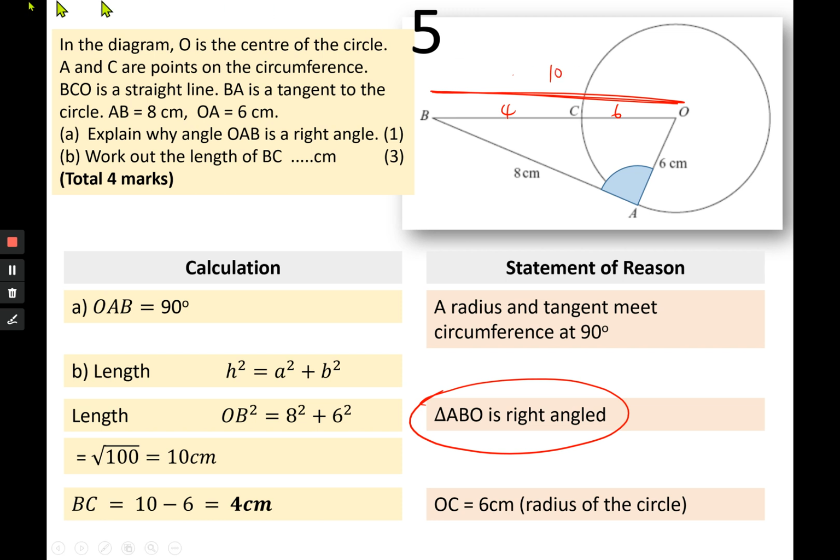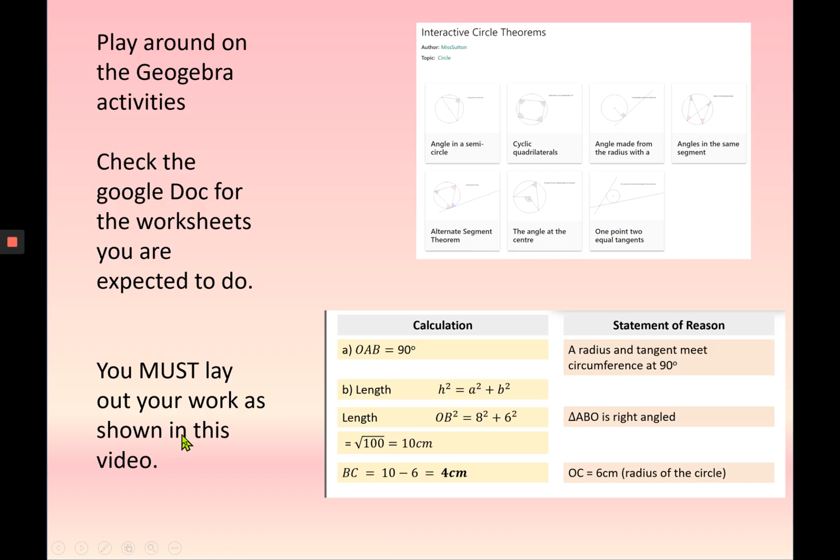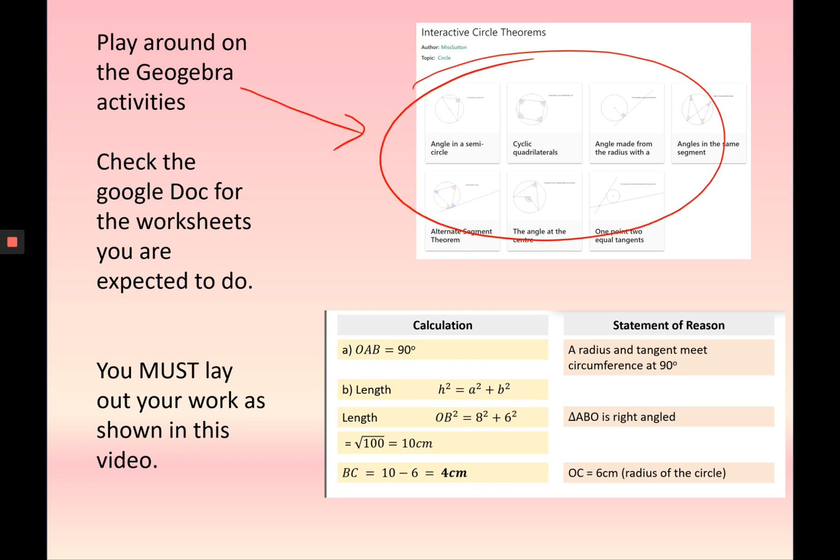Okay, so that's all of the practice I'm going to give you. Now, there's a few things to spot. This week, I am going to put all of the links on Google Docs because I'm going to add some links to these interactives that I've been using. So you can play around with them. You can move the angles around and move the tangents and the chords and stuff. There is a Google Doc for worksheets that you're expected to do. I'm just finishing that off now.